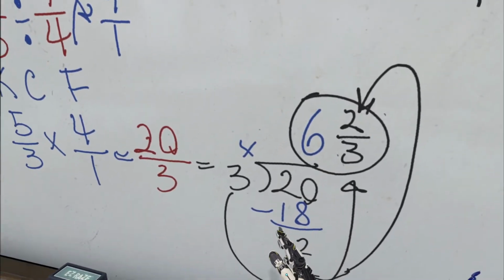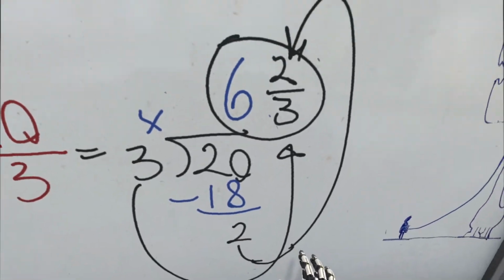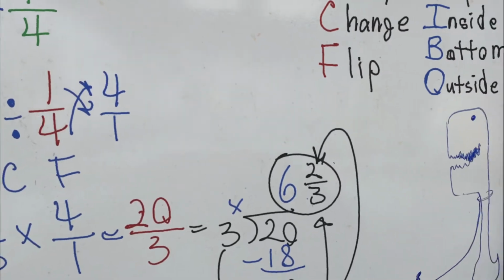I divided. 3 goes into 20 six times. This number right here, the remainder, goes on the top. This over here stays at the bottom. And there's your answer, guys.